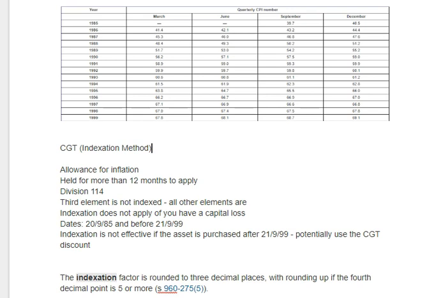Indexation does not apply if you have a capital loss. So if we have a potential capital loss, we completely ignore the index cost base. Dates are very important with indexation. Another point to note here, to be able to use the indexed method, we need to be in these dates here.